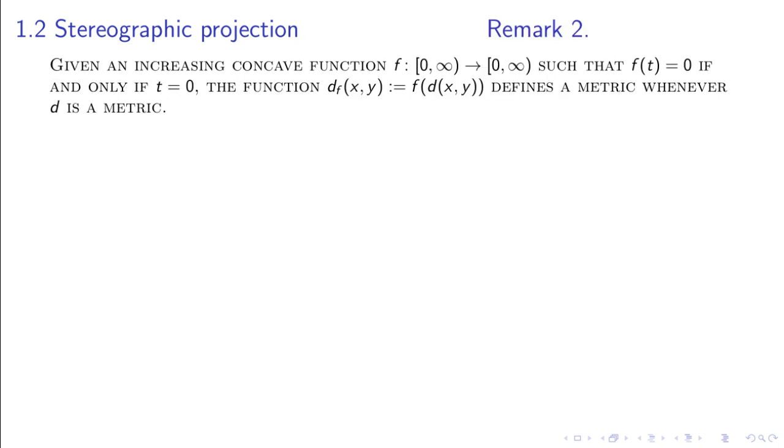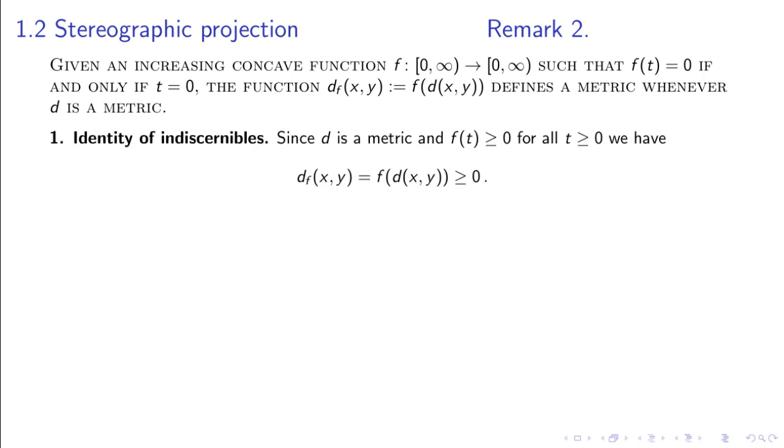Remark 2. Let (X, d) be a metric space, and let f be a function from the interval [0, infinity) to itself. Assume that f(t) equals 0 if and only if t is 0. Moreover, f is increasing and concave. We define a new distance d_f(x, y) to be f(d(x, y)) for all points x and y in X. We now check that d_f is a metric on X.